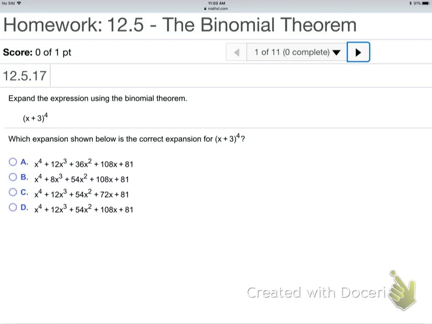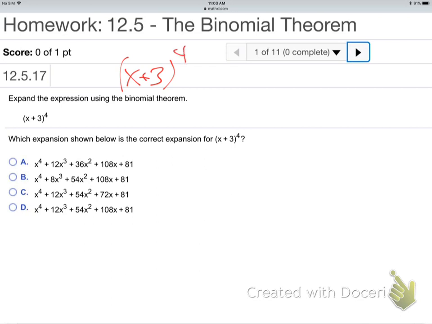I got $3. All right, so x plus 3 to the 4th power. Can you do that? Yeah, it seems like a pain. Why exactly? Show us the shortcut.